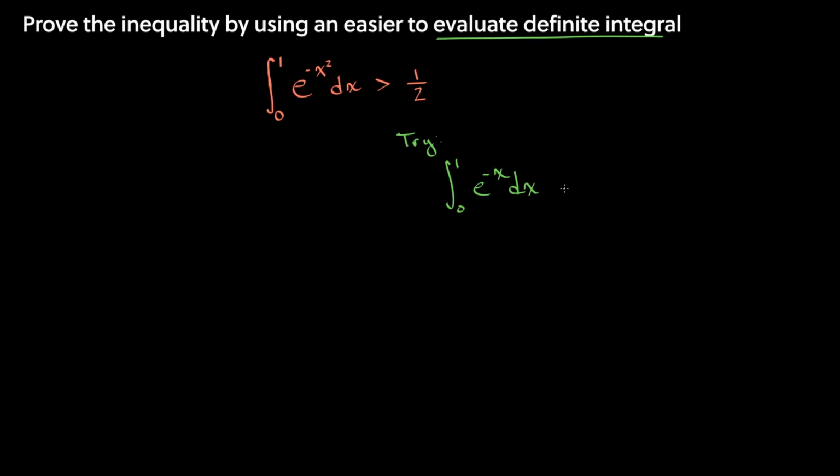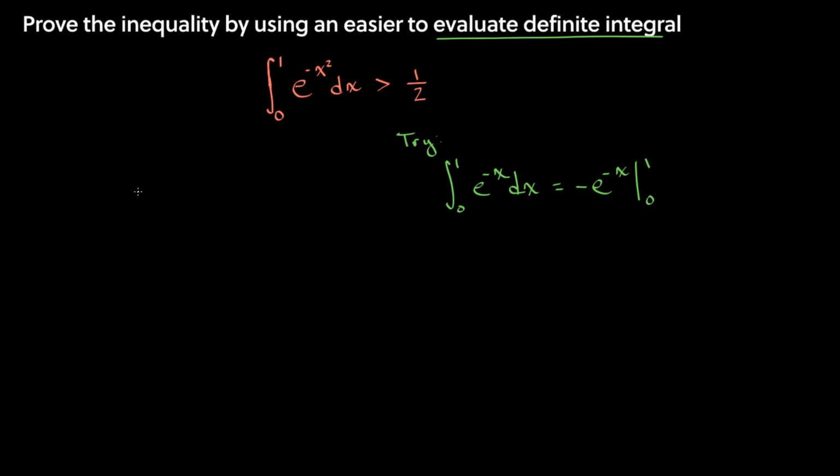This we know how to solve. When we integrate this, we get the following. When we anti-differentiate e to the negative x, we get negative e to the negative x power, and then we're going to be evaluating from 0 to 1. So we know how to solve this. We know how to get a value out of this definite integral. But now the question is, okay, is this valid to help us prove this inequality?